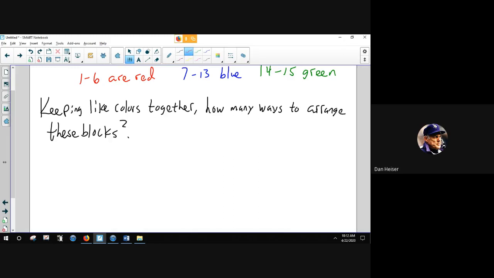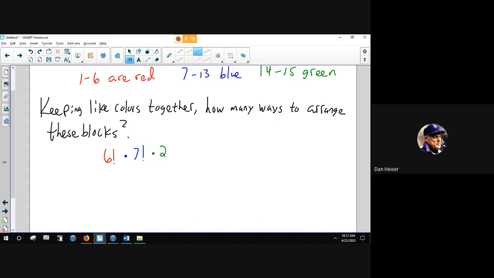To start out, let's arrange the red blocks. We have 6 factorial ways to put the first 6 blocks in some kind of order: 6 choices for the first spot, 5 choices for the second spot, then 4 and 3, and so on. And we have 7 blue blocks, so we have 7 factorial ways to arrange them. And then finally, we have 2 factorial, just 2 ways to arrange the green blocks.